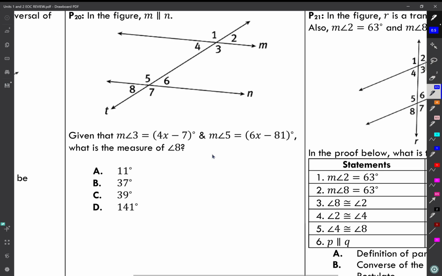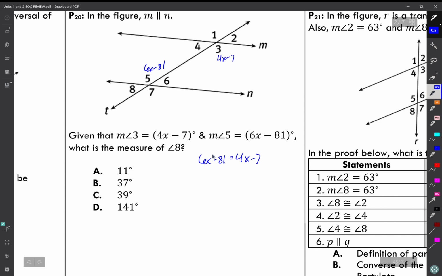Number 20. In the figure, M is parallel to N. Given that the measure of angle 3 is 4x minus 7, and the measure of angle 5 is 6x minus 81, let's find the measure of angle 8. I don't know how to do that yet. First thing I need to do is find x. So angles 5 and 3 are alternate interior angles, so they are equal. So 6x minus 81 is equal to 4x minus 7.